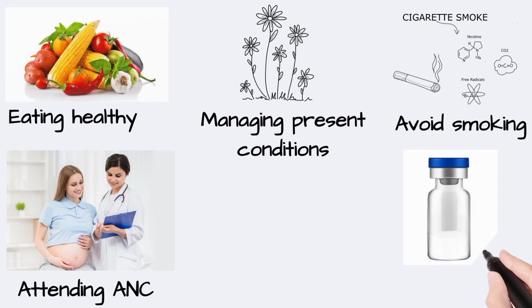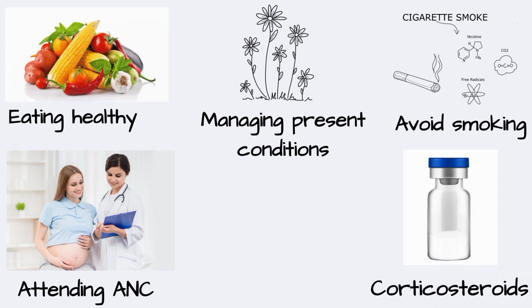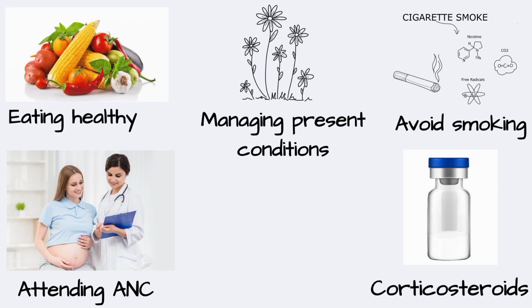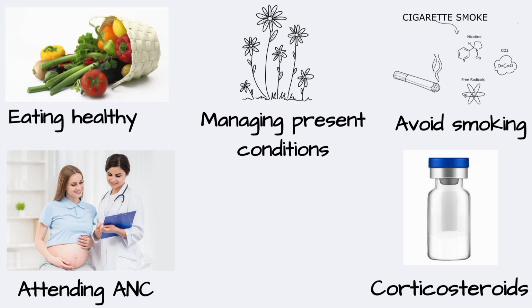And lastly, corticosteroids, for they speed up the development of the lungs, the brain, and the kidneys and restore surfactant production. It's usually given when a woman is suspected to give birth too early.